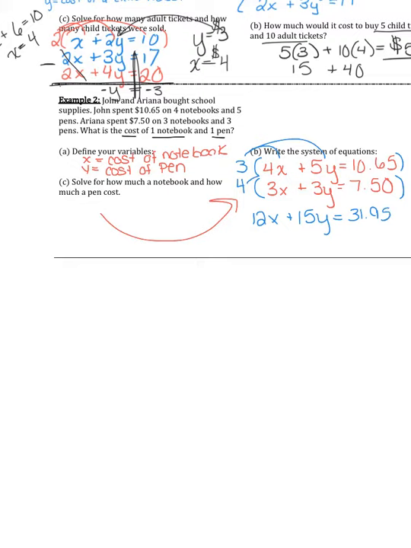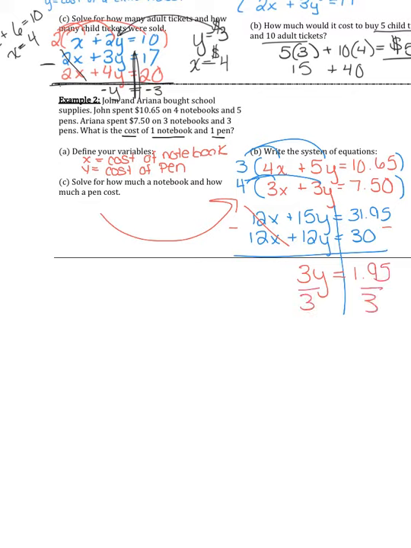And then I'll multiply the 4 into the second equation. That'll give me 12x, and 12y is equal to $7.50 times 4, which is precisely 30. And now I'll decide whether I'm adding or subtracting, and I will subtract, because that's what will eliminate my x's. 15 minus 12 is 3y, and then $31.95 minus 30 is $1.95. And finally, I'll divide by 3. Let's see, 195 divided by 3 gives me 65 cents. So y is equal to 65 cents.